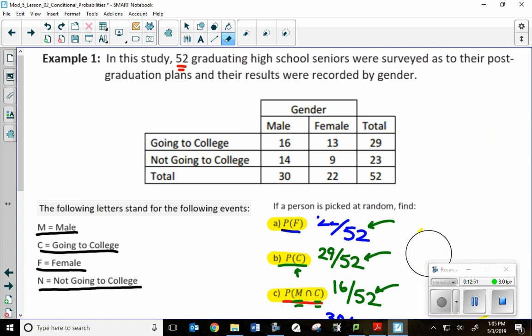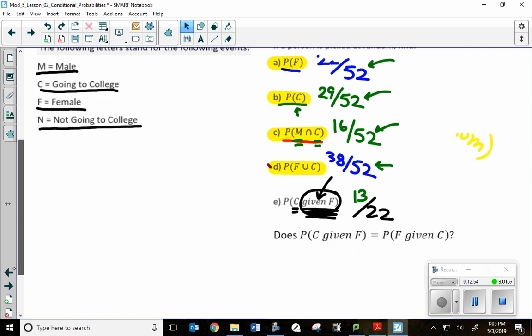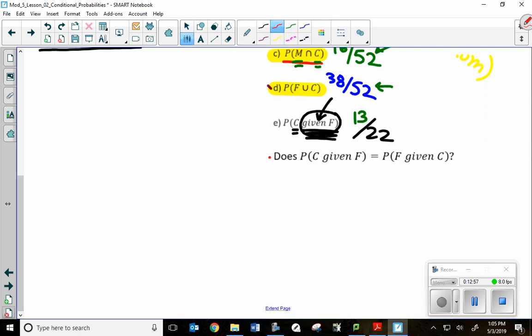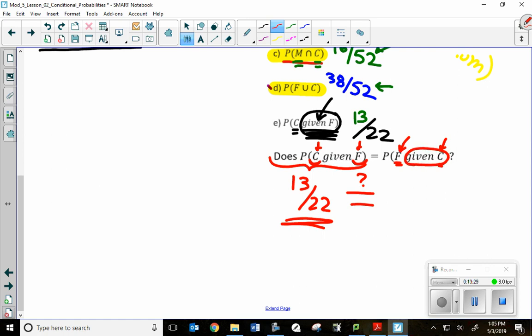Let me show you one more thing when it comes to this. Scroll down here. So, we just figured this out right here. College given females. That's 13 out of 22. Well, does that equal the probability of females given college? Notice I switched these two groups. Here I had the C first, then the F. Here I'm putting the F first, then the C. You say, oh, it should be the same thing. No, because we're given a different pool to pick from. I am given college to pick from. Nothing else matters. Let me go back here.